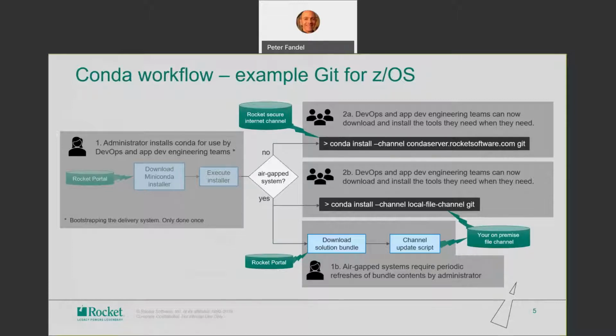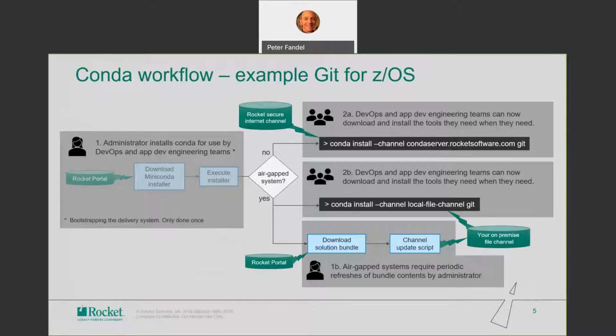If you have an air-gapped system, there is an additional administrative step shown at the bottom right as step 1B. The administrator would need to download a solution bundle containing all of the open source products that they want to make available to their teams and use that to populate the on-premise file channel. At that point, the internal teams could download and install from the file channel at will.